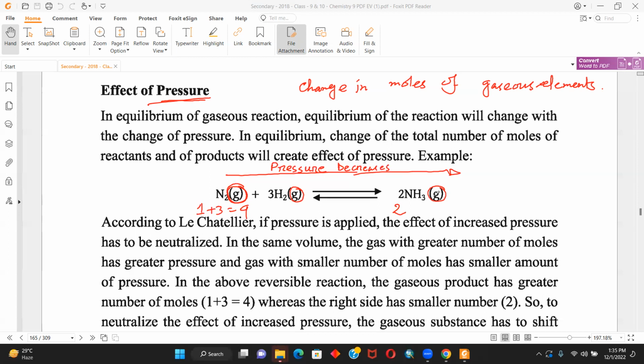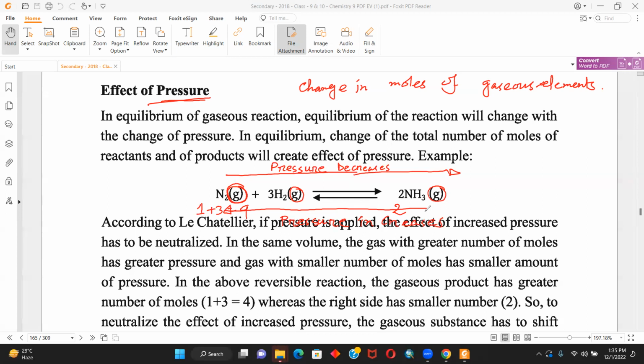And from right to left, what will happen? Pressure increases. Please write it down because it's not visible here. Pressure increases from right to left.